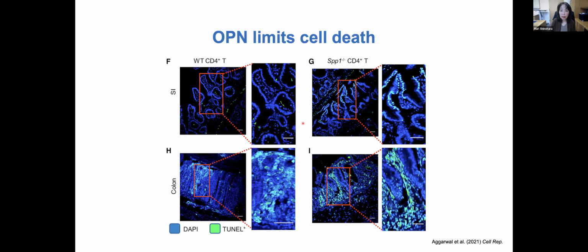And then next we looked at cell death. So here is just a simple slice culture of small intestine and the colon. We stained with DAPI and TUNEL. If you see this green signal, those are TUNEL-positive cells, which means those are cells that are dying. We found more TUNEL-positive cells in the recipients transferred with knockout CD4 T cells. The same thing with colon. So this data suggests that OPN in transferred CD4 T cells limits cell death in the gut.